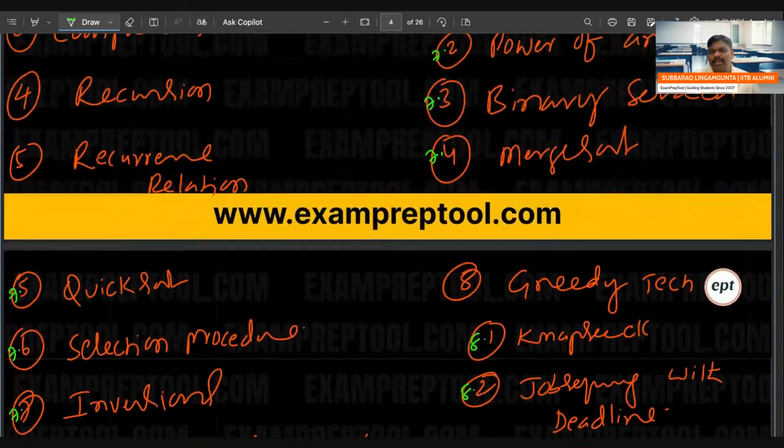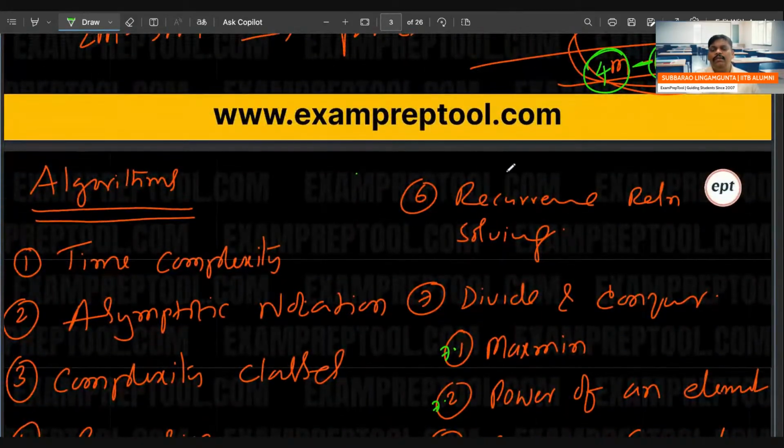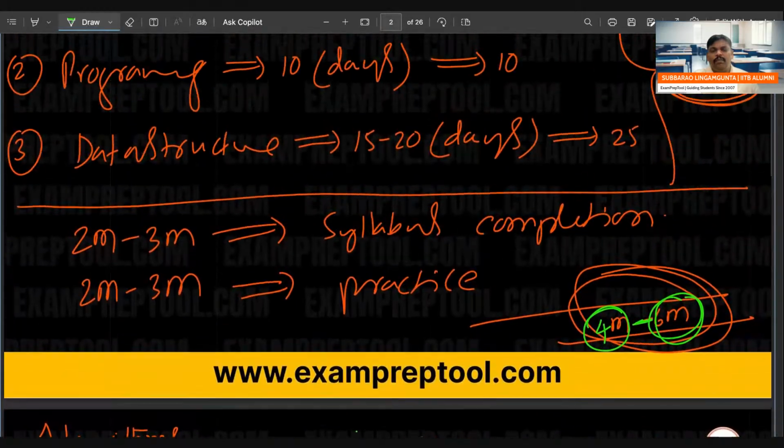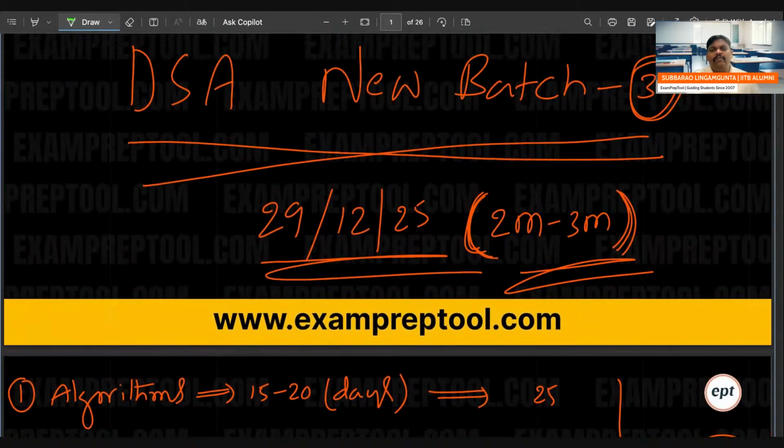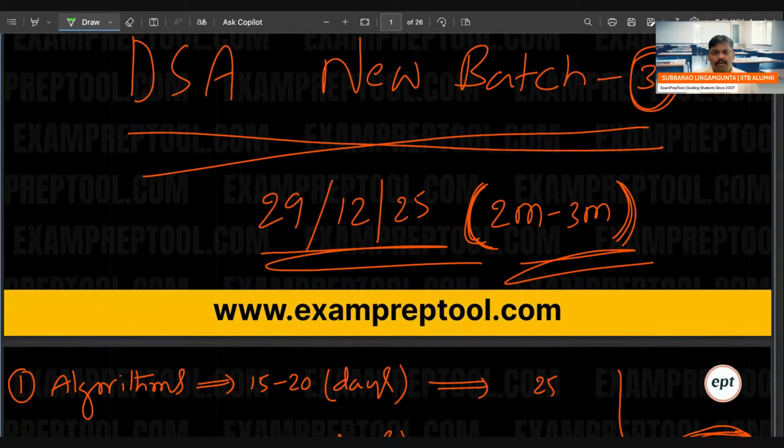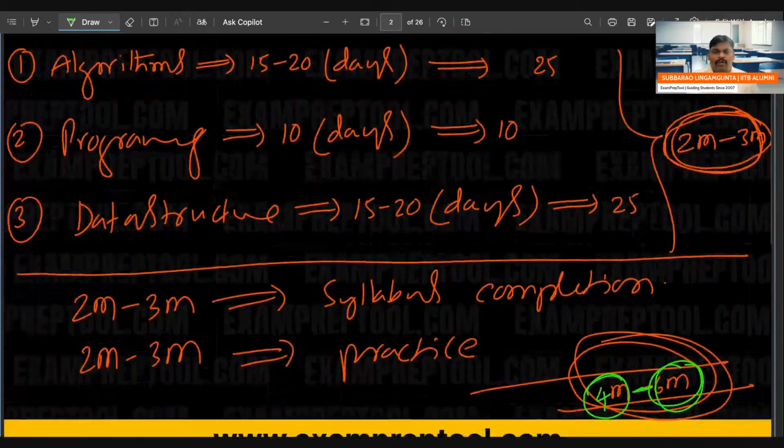For programming, mostly I feel C or Python. Language to language, only the syntax will differ.